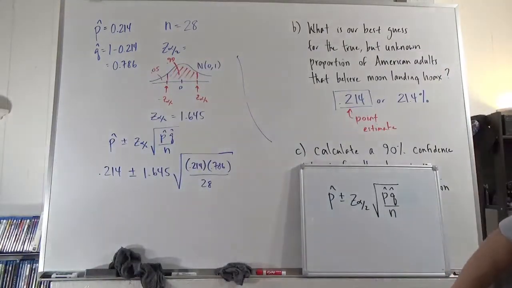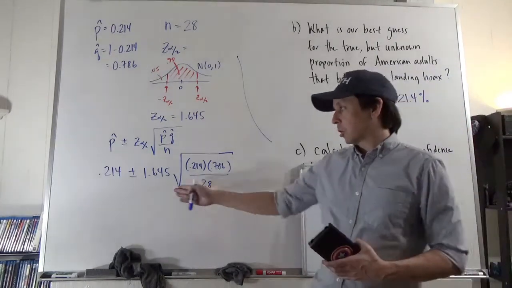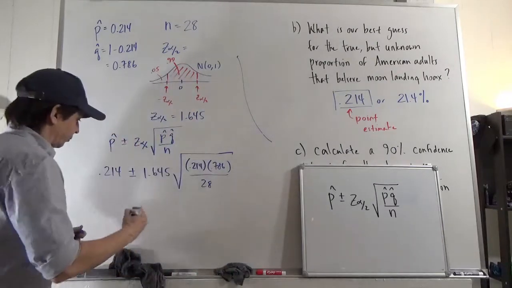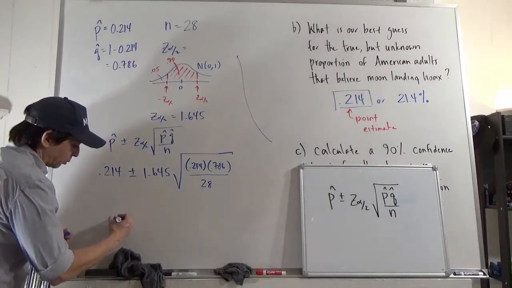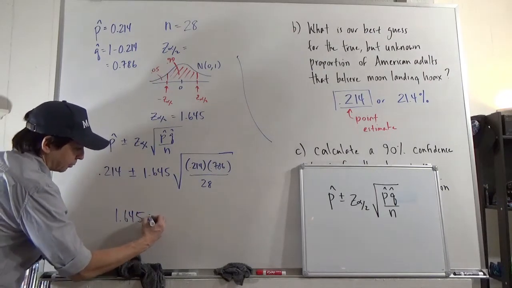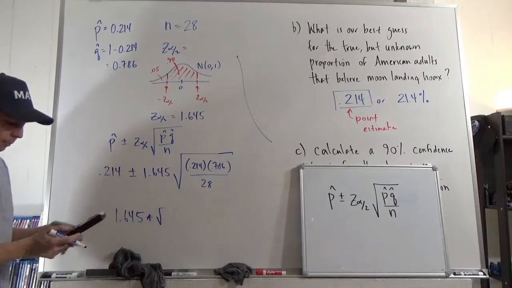What I'm going to do is compute the margin of error first, and recall the margin of error is everything after that plus or minus. So I'm going to show you, I don't have to erase, but I'll write what I'm typing in. I'm going to put 1.645 times, hit the square root button.